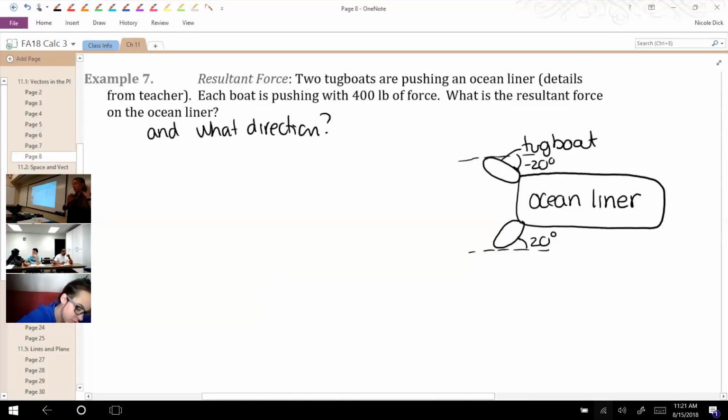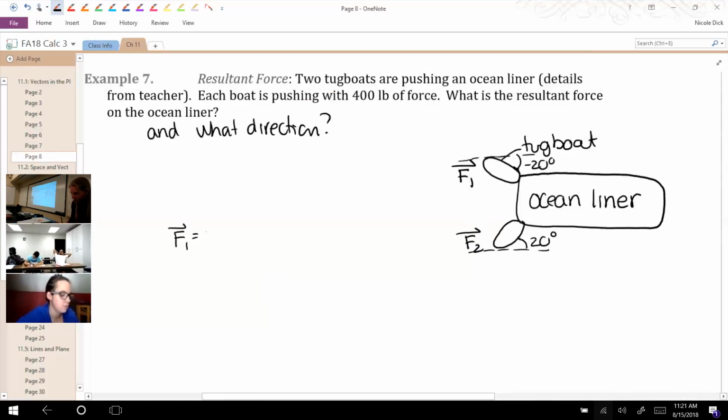But anyway, we're going to say, what is the vector for the first tugboat? What is the vector for the second tugboat? And when we add those 2 vectors together, that's going to tell me what's happening to the ocean liner. So let's do that. Let's call this tugboat 1. We need to find a vector for that guy. And we're going to call this tugboat 2, and we need to find a force vector for that guy. So what we just did is basically the same thing that's going to be happening here.